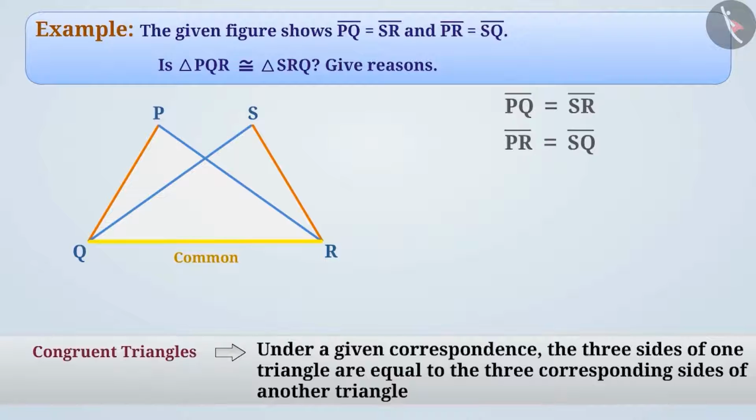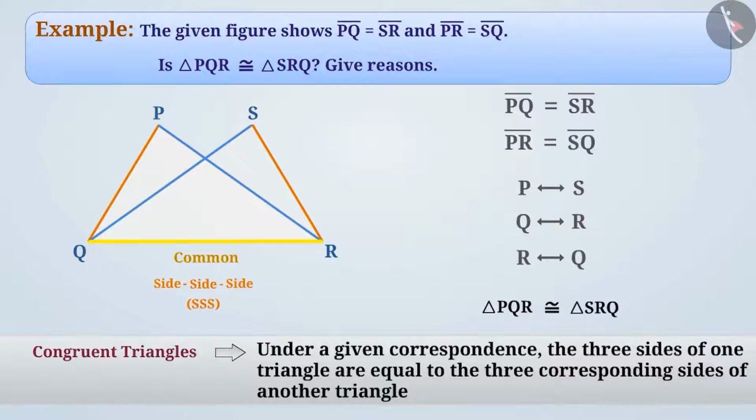This condition is called side-side-side criterion. In detail, we would call it as SSS criterion. Here, the triangles are congruent under the correspondence. We can say that triangle PQR and triangle SRQ are congruent.